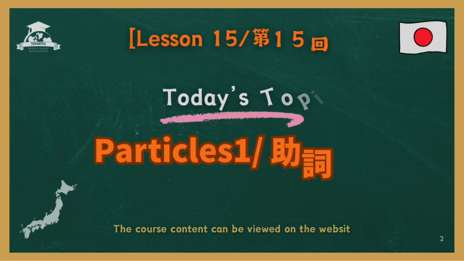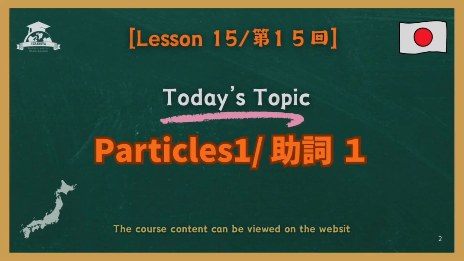Today, we learn about the particles, which are an important element of Japanese grammar. There are 3 lessons in total on particles, and this time, we learn about the 4 basic particles: wo, ni, ga, wa. Let's aim to master these basic particles in this lesson.